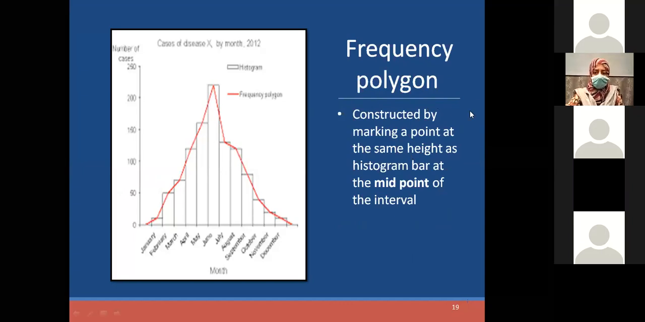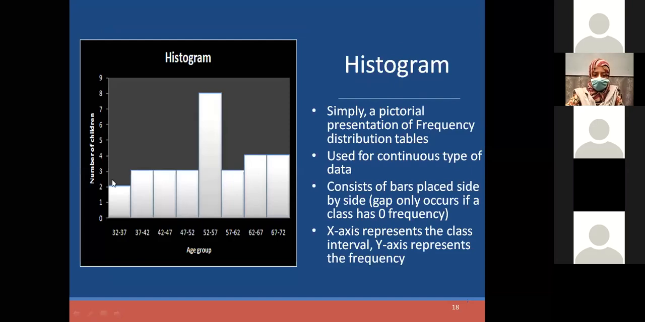Coming towards the frequency polygon, it is constructed by marking a point at the same height as the histogram bar at the midpoint of the interval. For example, when I talk about this histogram, the first point that I will have will be on the midpoint of the height of this bar, which has 32 to 37 years women.